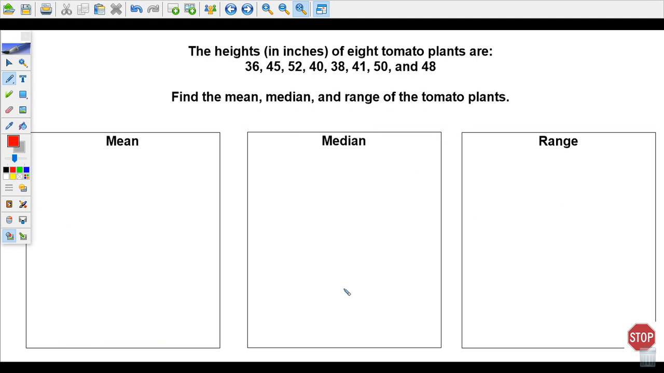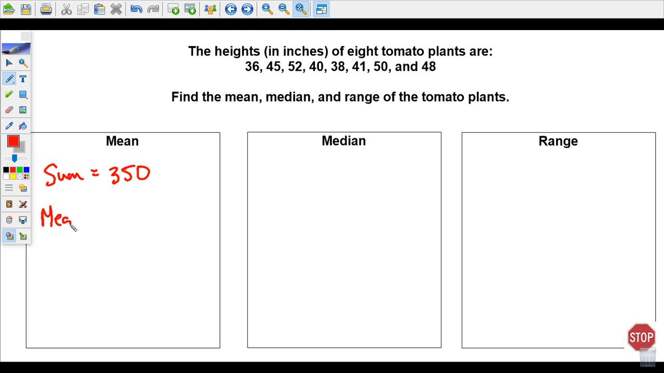We'll do one more. The heights in inches of 8 tomato plants are the following. Find the mean, median, and range of the tomato plants. So again, we need to add all of these numbers up. 36 plus 45 plus 52 plus 40 plus 38 plus 41 plus 50 plus 48. I've already done that. You'll have to do that on your own. But the sum, when I add all of them up, equals 350.